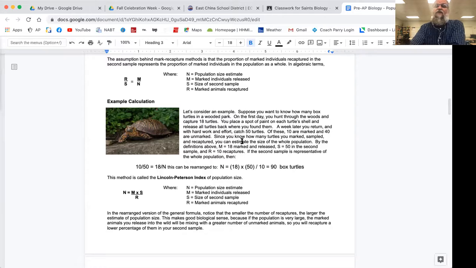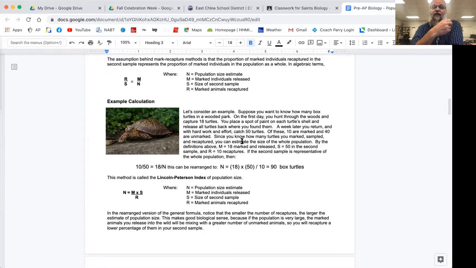So then you give enough time for those turtles to go back and mix into the normal population, and you do a second sample. A week later you return, and with hard work and effort, you catch 50 turtles this time. Of these 50 turtles, 10 are marked and 40 are unmarked. So 10 of them have the paint mark you put there the first time, and 40 of them are new captures. So this represents the S value. The S value is the size of the second sample, which was a total of 50.